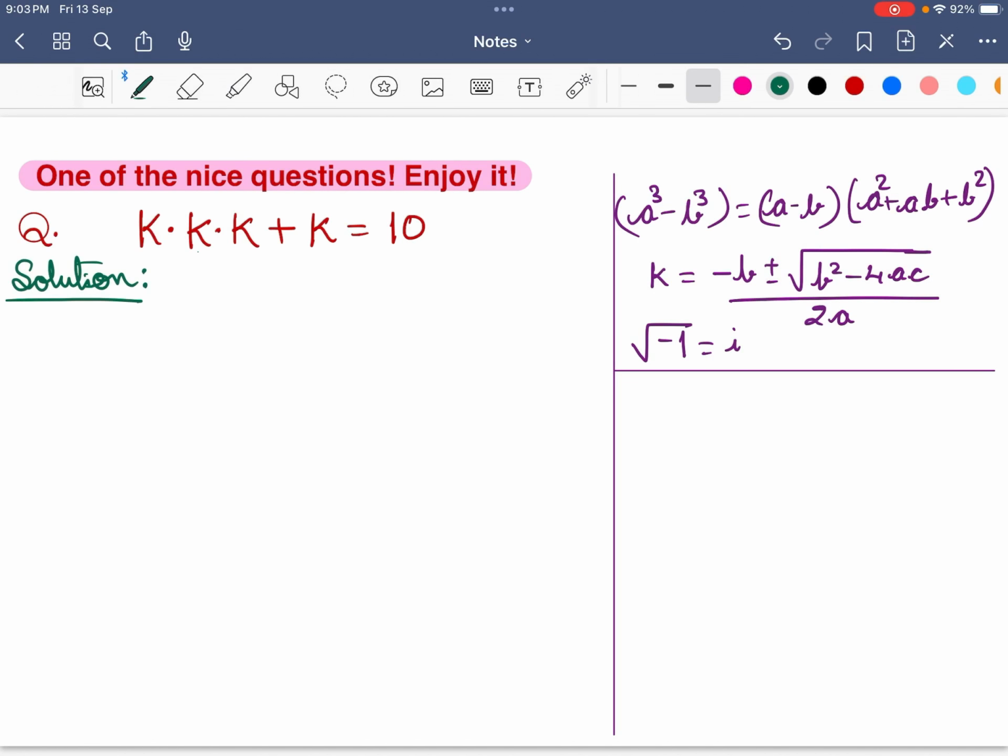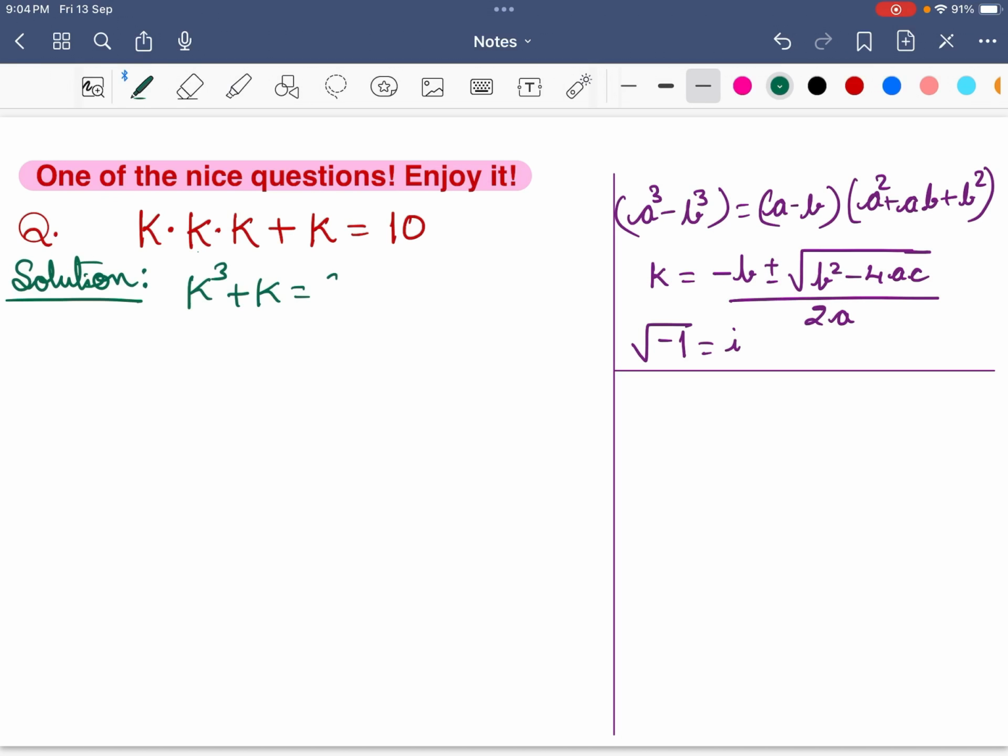Let's see the solution to one of the nice questions. The question is k times k times k plus k is equal to 10. Now see how we can solve it. k times k times k we can write as k cube, plus k on the left side, is equal to 10.